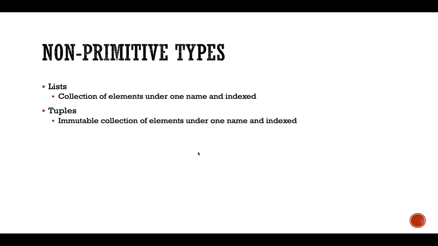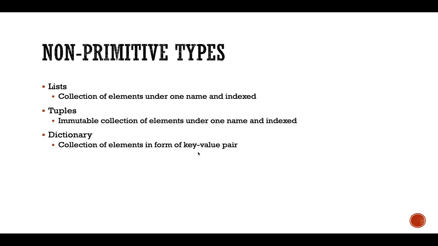Next, let us see in brief about non-primitive data types in Python. The first one is a list. A list is a collection of elements and it is similar to arrays which you might have seen in other languages, but here you can collect different kinds of elements. It is not necessary to have a collection of similar elements, and the main property of a list is that it is indexed. Next are tuples. Tuples are similar to lists, but they are immutable. That means you cannot change a tuple once you have created it.